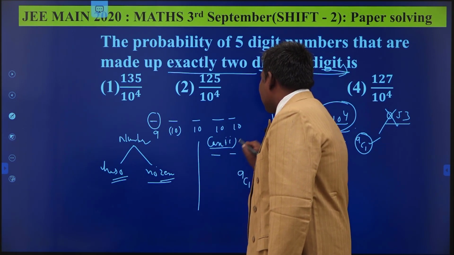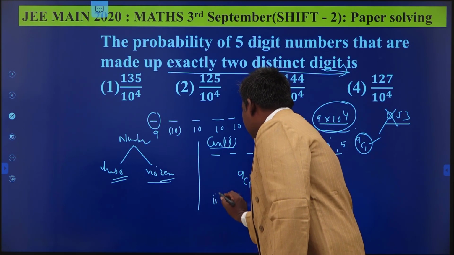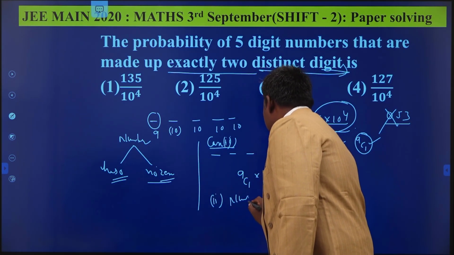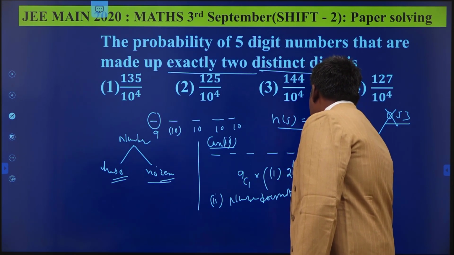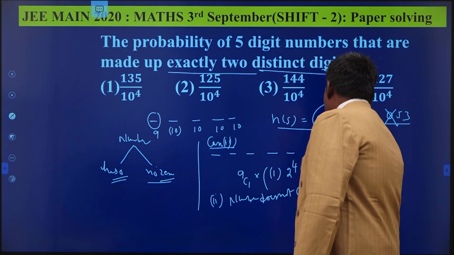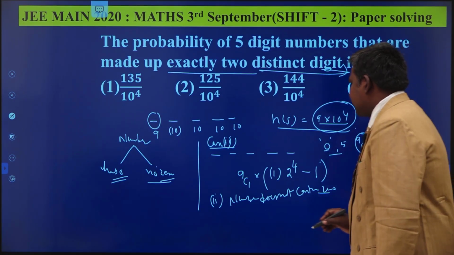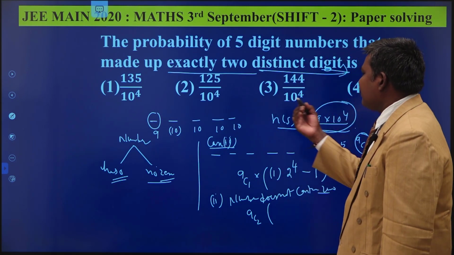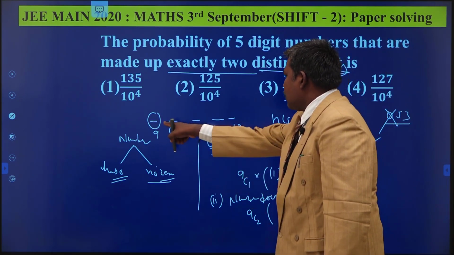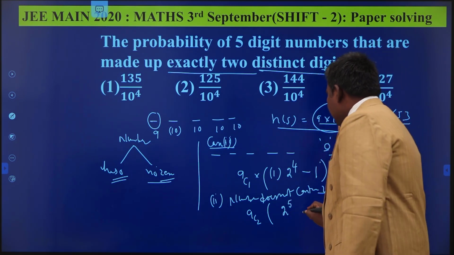Suppose your number does not contain 0. Case 2 is: the number does not contain 0. We have to choose 2 digits from 1 to 9. This can be done in how many ways? 9C2 ways. With the help of the 2 digits, we can form 2 to the power of 5 numbers, minus 2.